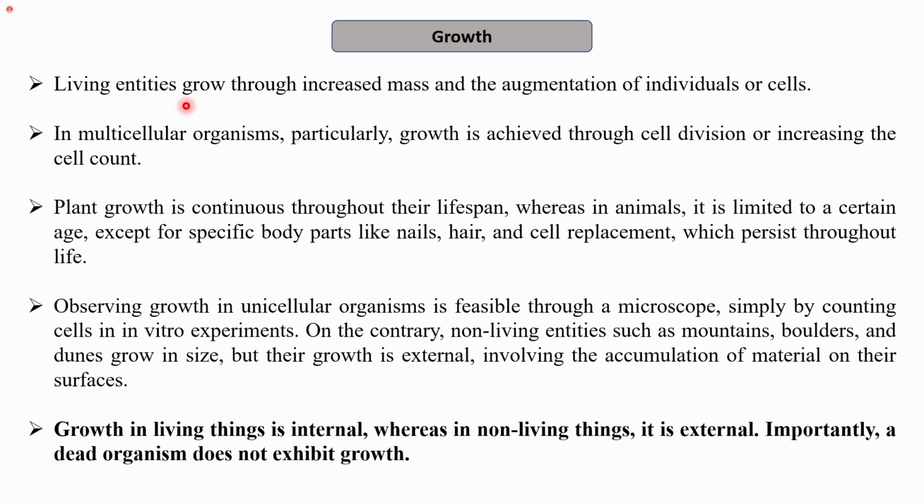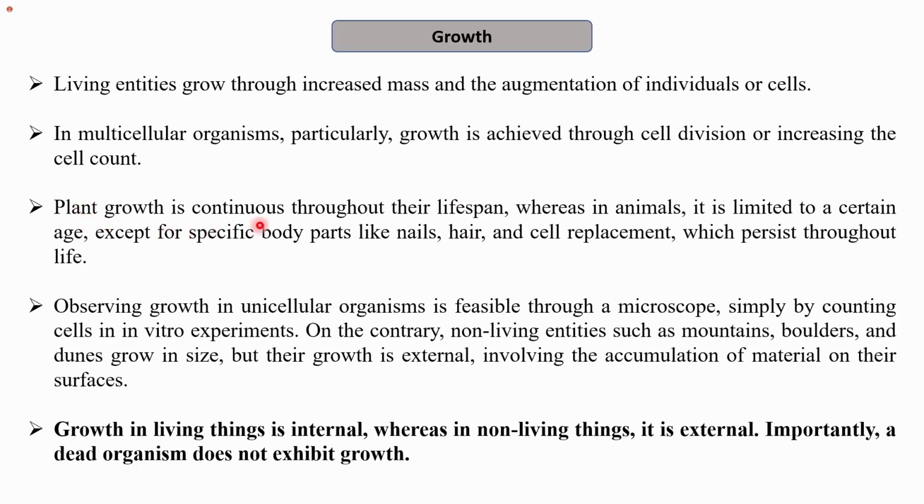In multicellular organisms, for example plants or humans, growth is achieved through cell division or increasing the cell count. In our body, a process of cell division takes place where a single cell divides into two cells, and there are various processes of cell division. So basically in multicellular organisms, growth is achieved through cell division, or we can say by increasing the cell count.